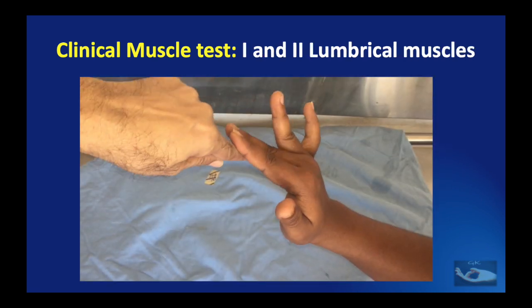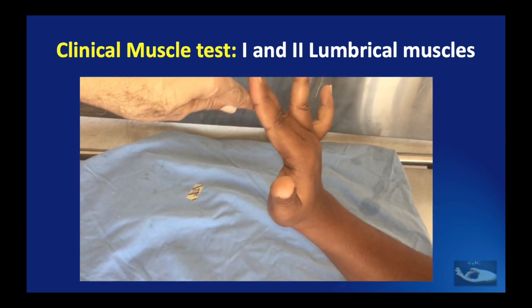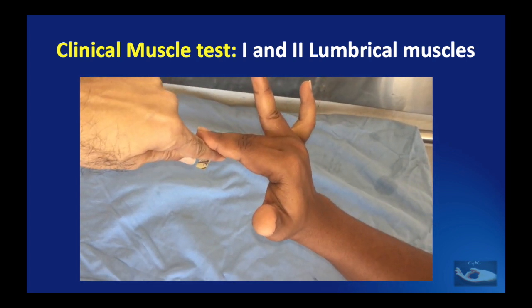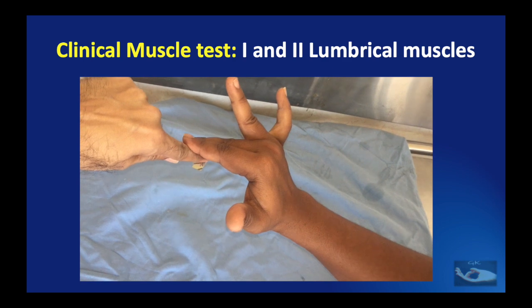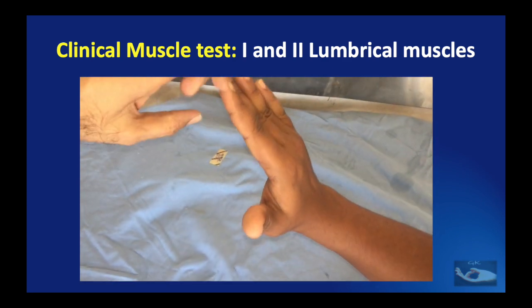To test the first and second lumbrical muscles, which are innervated by the median nerve, the patient is asked to keep the index and mid finger straight and flex only the metacarpophalangeal joints. Resistance is applied to test the power of the lumbricals.